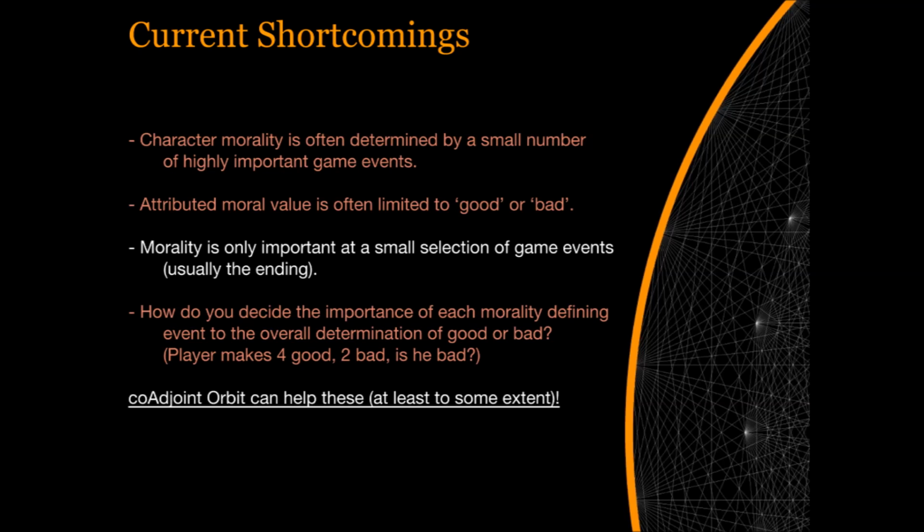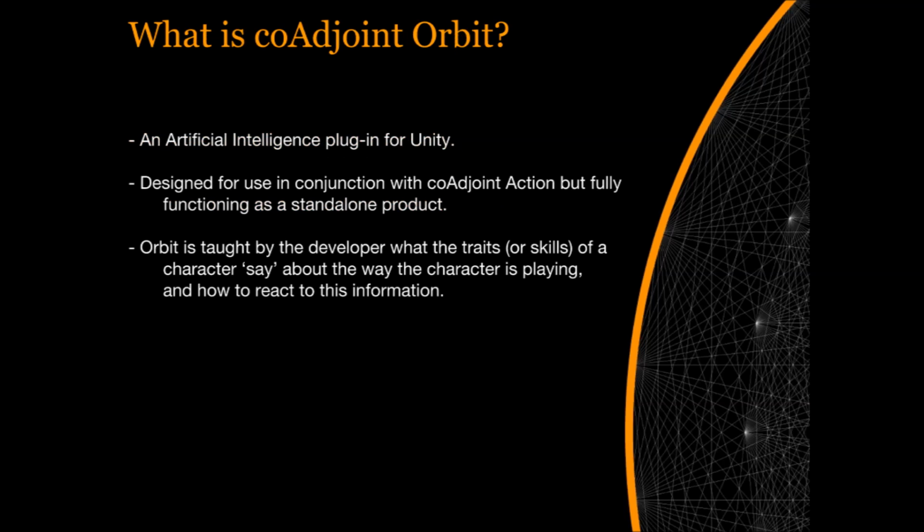Now before you proceed, we need to understand exactly what coAdjoint Orbit is. Orbit is an artificial intelligence plugin for Unity 3D Pro. Although it was designed to be used in conjunction with coAdjoint Action, which is a character development software for Unity 3D, it's actually fully functioning as a standalone product. Orbit works by learning what traits or skills say about the way the character is playing the game. This information can be used by the game to react to different character strategies or builds in RPG terms.